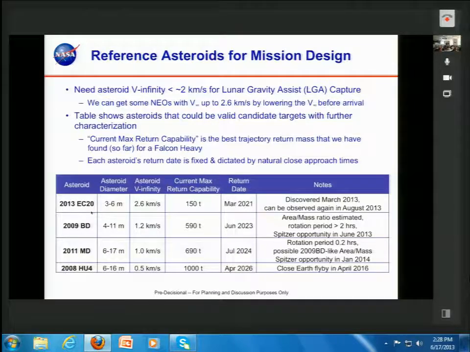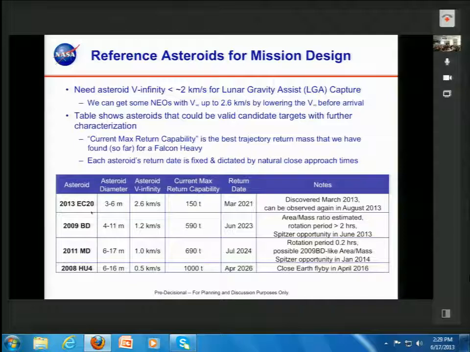So the V-infinity is a measure of that energy. When it's slow enough, below about 2, the moon can capture them. Below here I have a couple of example targets that are all dynamically capable of being captured.